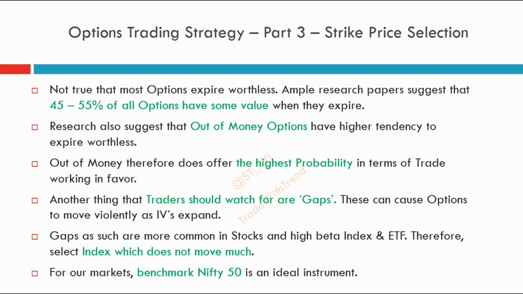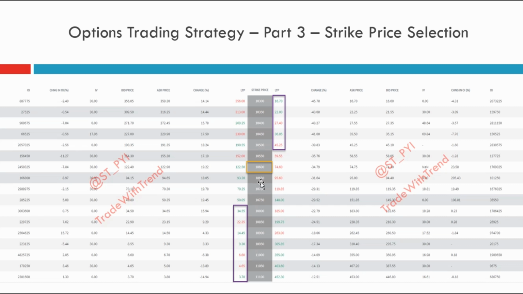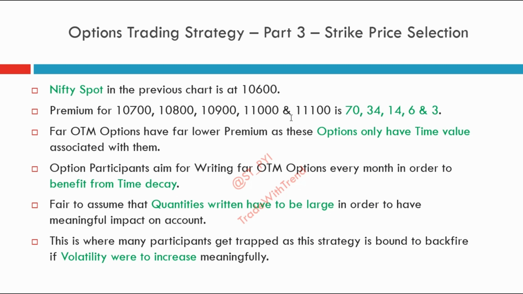So I'll just move to the strike price selection part again, where I highlighted that out of the money options for this particular strategy actually give you the most comfort when it comes to overall risk. So take a look, I've highlighted this portion here, that is Nifty 10,600 spot level. So this is out of the money put options, and this is out of the money call options. The call option for 10,700 has a premium of 70, 10,800 has a premium of 34, 10,900 has a premium of 14, 11,000 has a premium of 6. So this is what I've mentioned here, and 11,100 call option has a premium of 3.